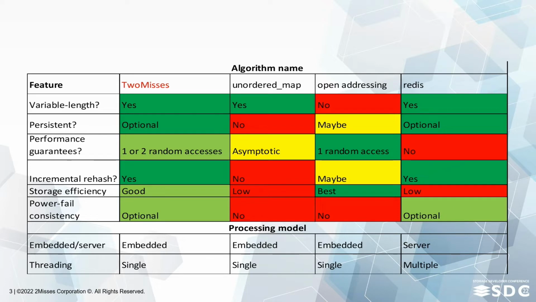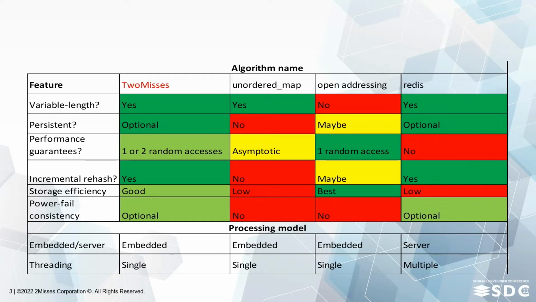incrementally rehash. The storage efficiency isn't very good because you have to have a separate allocation for every value, and it doesn't have any power fail consistency. Of course, it's not persistent at all. So if the power goes out, everything goes away, and that's what you would expect.